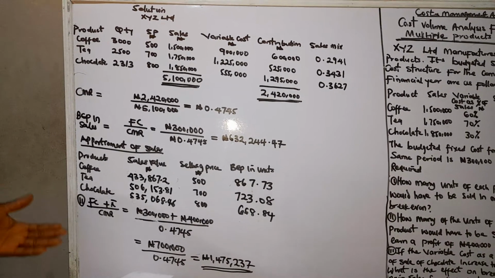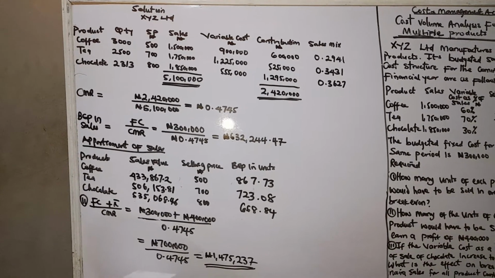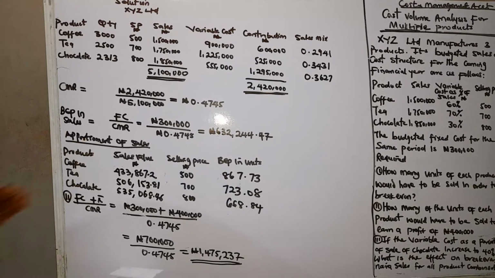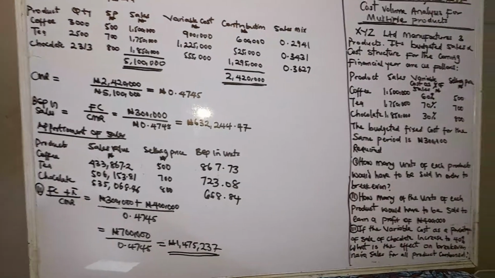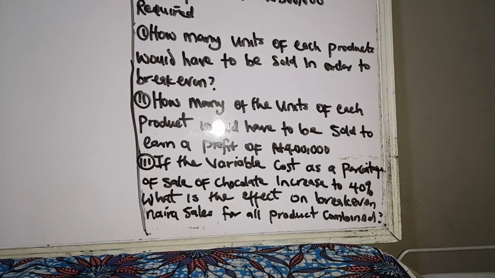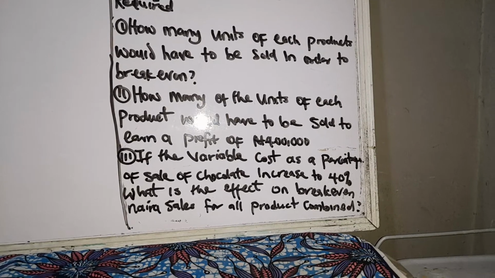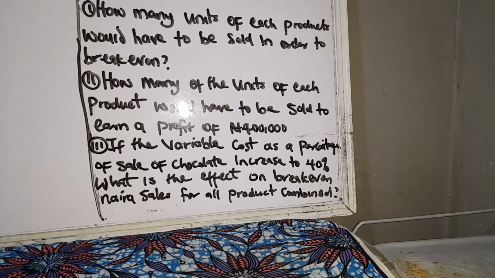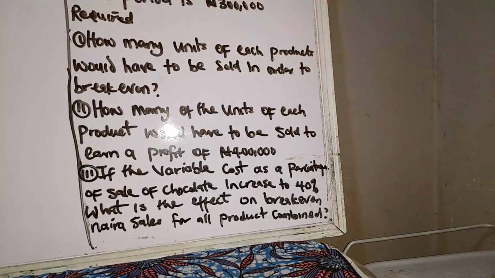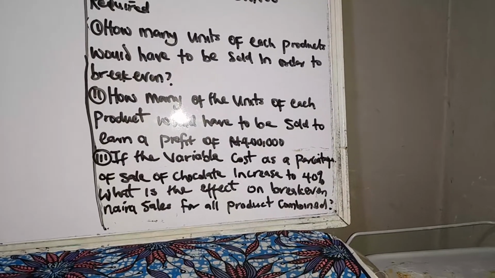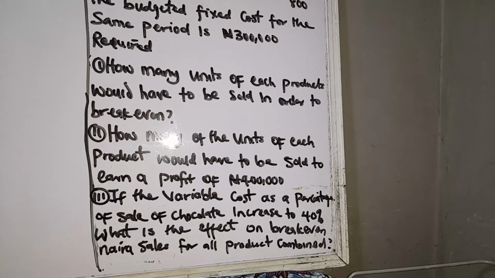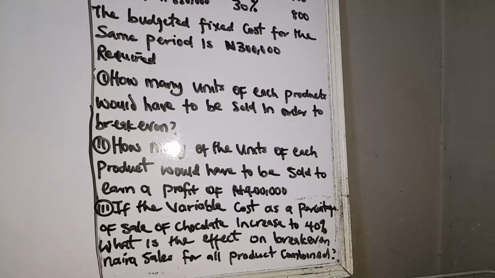You can see that this question is more complex than the first one. So at this point now, we've answered the number 1 and the number 2. Then what's the last part? If the variable cost as a percentage of sales of chocolate increases to 40%, what is the effect on break-even naira sales for all the products combined?